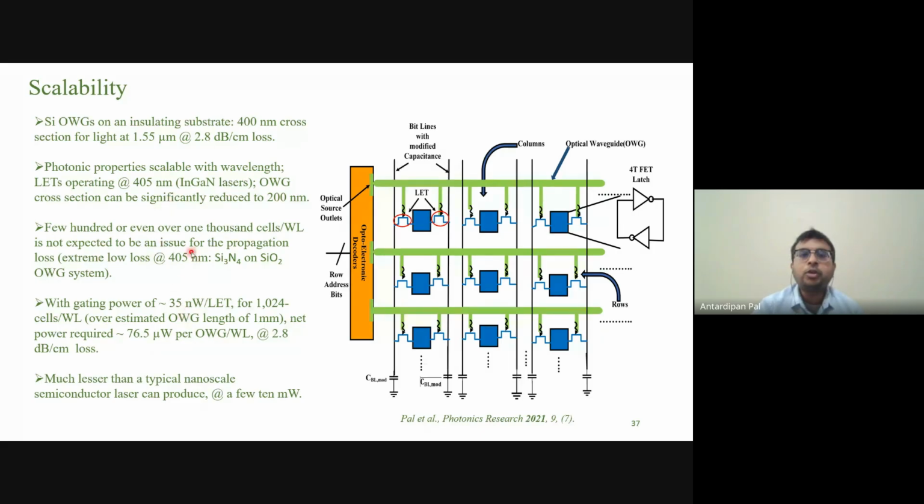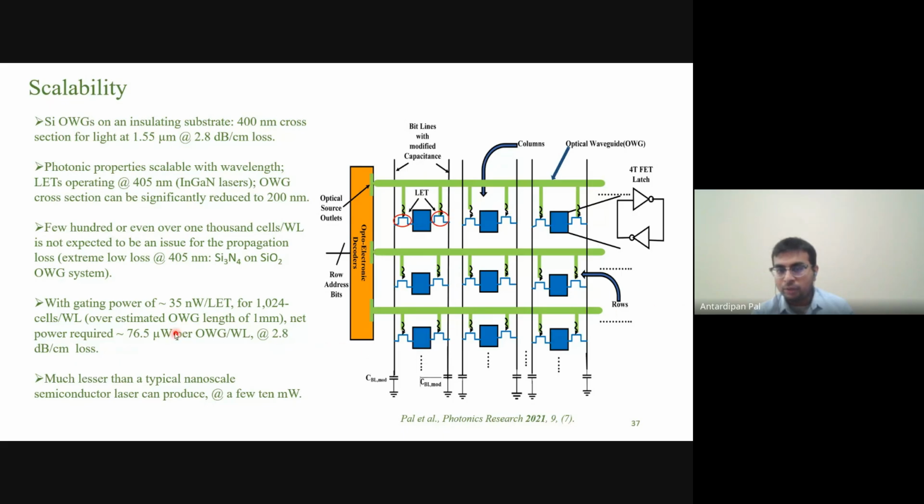So if you use a 405 nanometer laser and this optical waveguide system, the silicon nitride, silicon dioxide optical system, it requires a gating power of approximately 35 nanowatts per LET to illuminate one single waveguide. Even if we consider a loss of say 2.8 dB per centimeter, we still need only 76.5 microwatt of power to illuminate the whole optical waveguide.